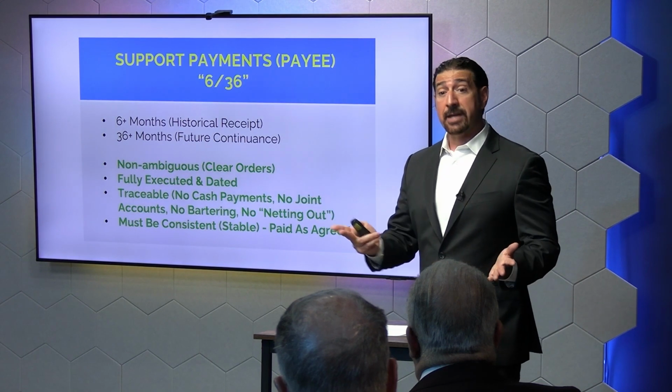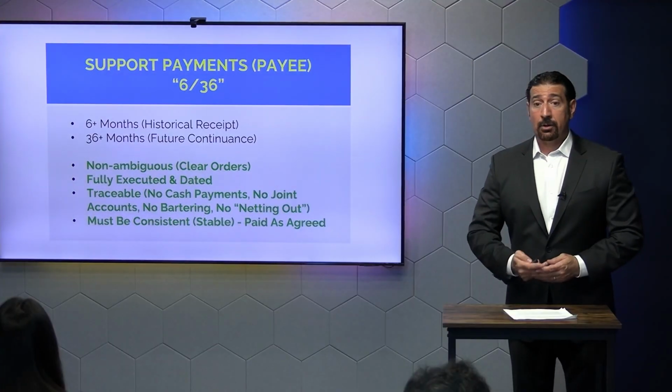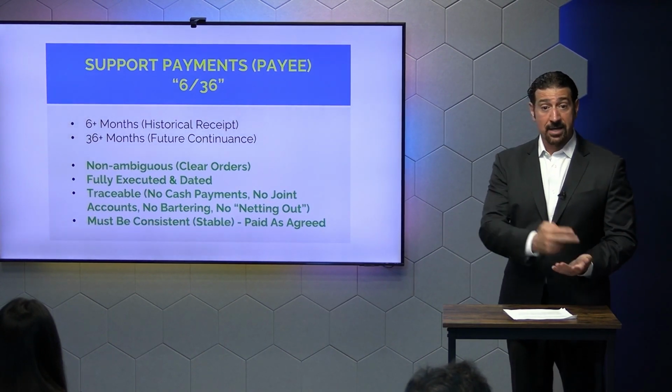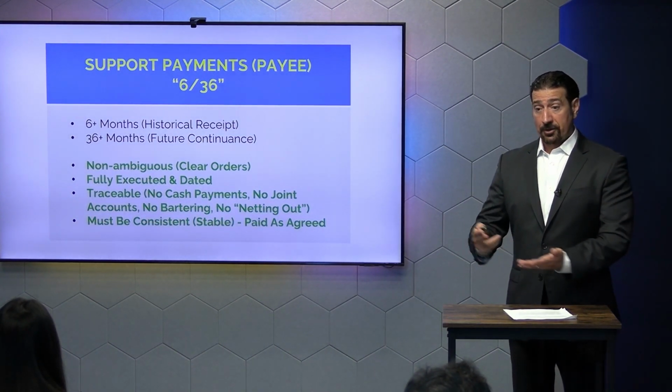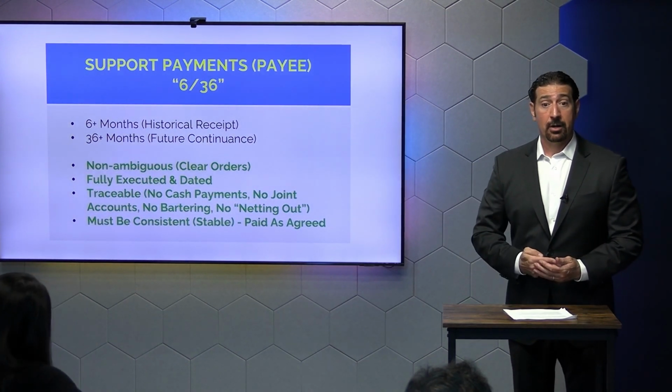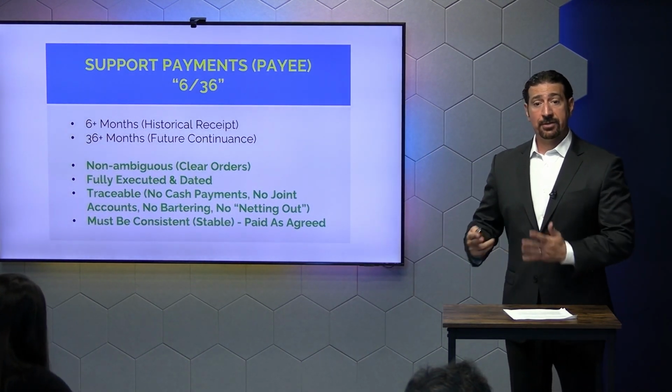But what if it has an end date? I'm paying you till our child turns 18. Child's already 16 years old. We have an end date before 36 months. Or on spousal support, sometimes it says, I'm going to pay you until January of 2025. We don't have the continuance needed.